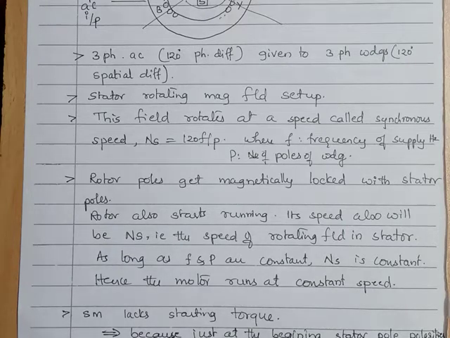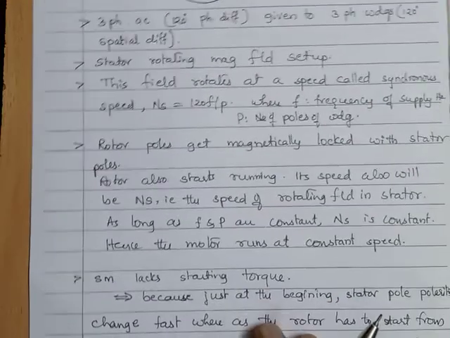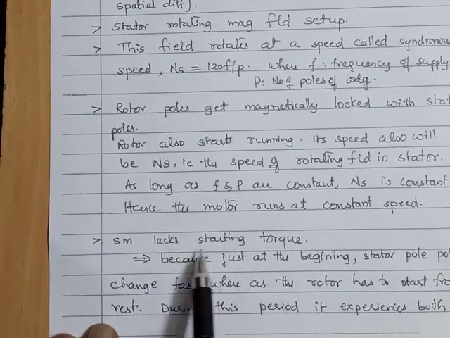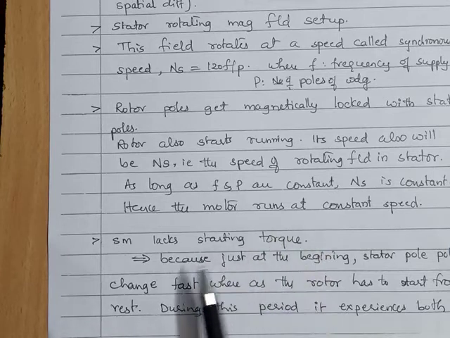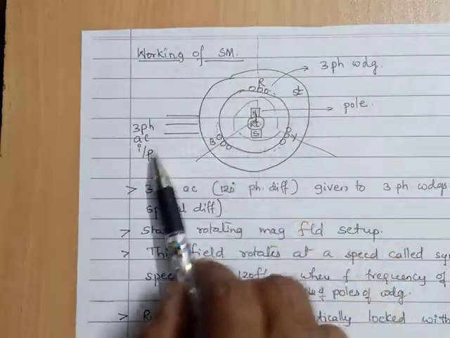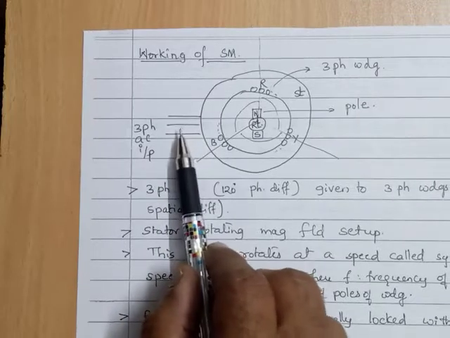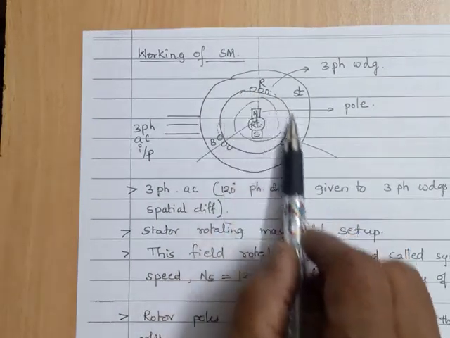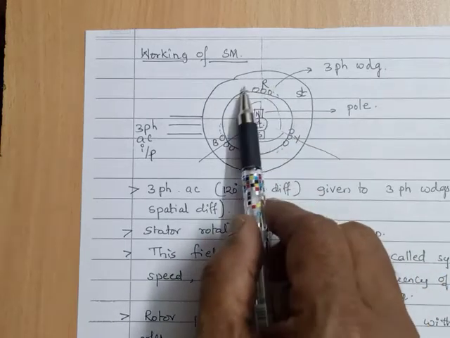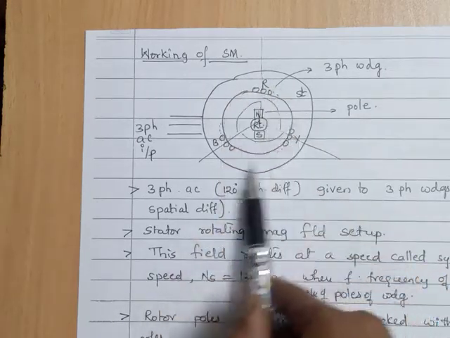Now, we come to the interesting part. The synchronous motor lacks the starting torque. It doesn't have a starting torque. It cannot start on its own. Why? It's mainly because at the beginning, when we give this supply, there will be a rotating magnetic field. That rotating magnetic field will have N and then S sequentially moving.